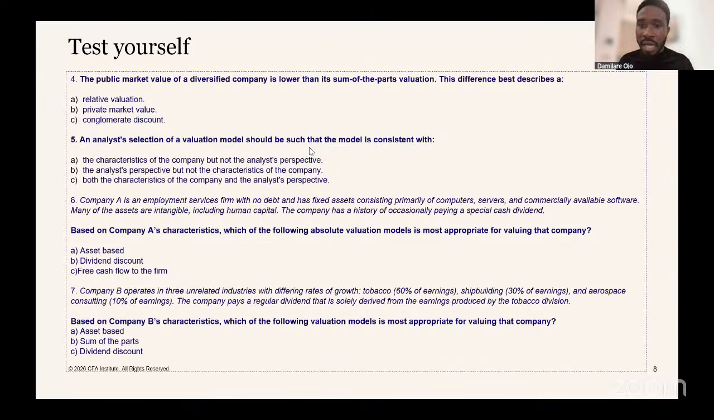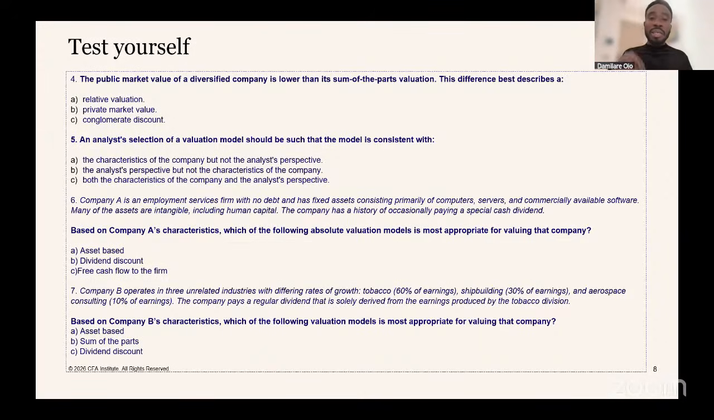So I see 5C, I see 5A. So let's go back to 5 and see what it's saying. So an analyst's selection of a valuation method should actually, remember I kept emphasizing the analyst's perspective or the analyst's own discretion. It is also very important when you are selecting a valuation method. Anything you are doing under valuation, there's no way you can take out the analyst's perspective or discretion.